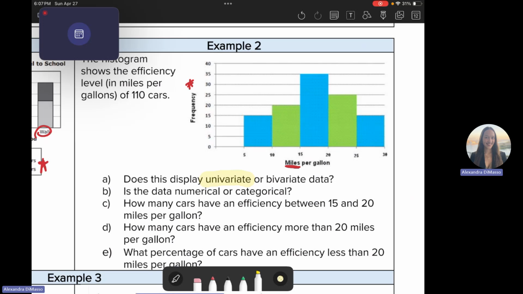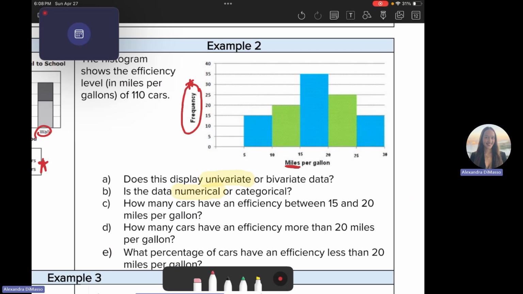Is my data numerical or categorical? Well, I'm talking about miles, and I'm talking about how often those miles are happening, right? What's the frequency? What's the rate? So because of that, I am looking at numerical data. So this is univariate and numerical data.